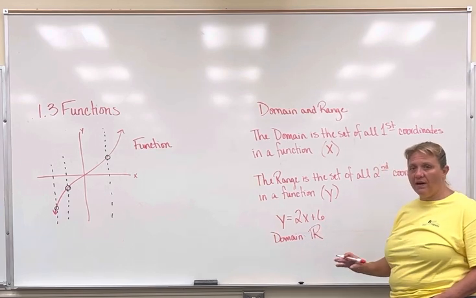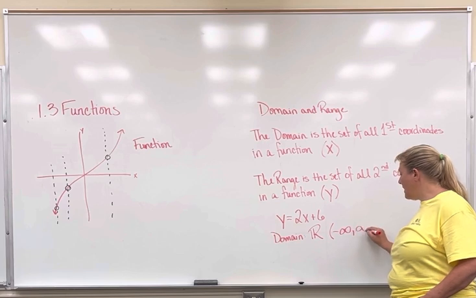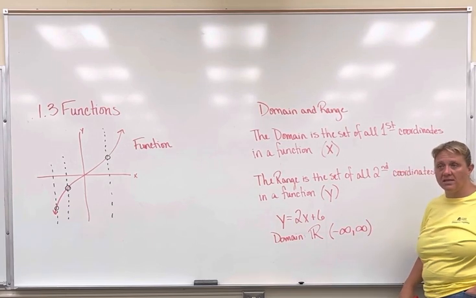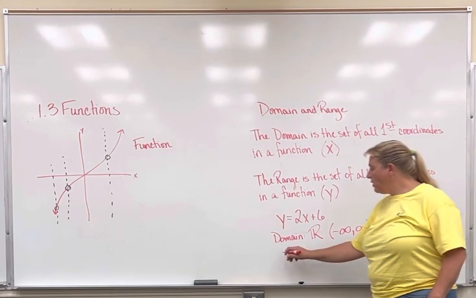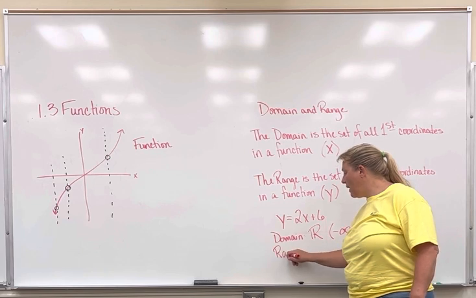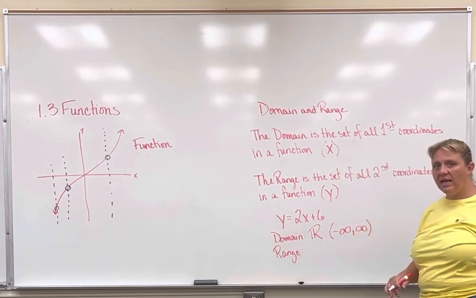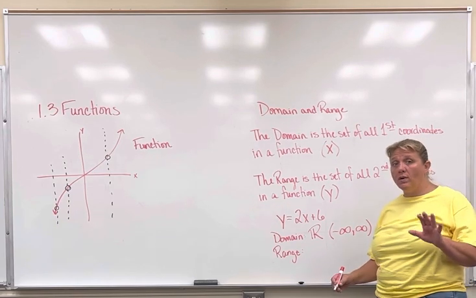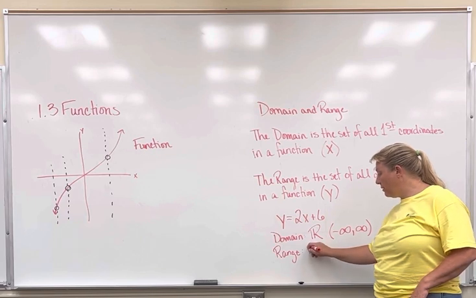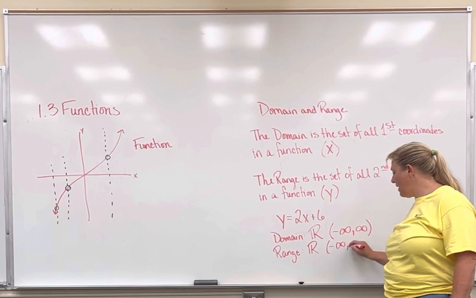So all of the values work here. And if you want to see this in interval notation, it's negative infinity to positive infinity. Okay, negative infinity to positive infinity. All the numbers work here. Now, likewise, if we can plug in any number to this line, then we're going to get all real numbers coming out of this line. Now, that won't always be the case, but when you're dealing with a line, you've got a nice domain and range.